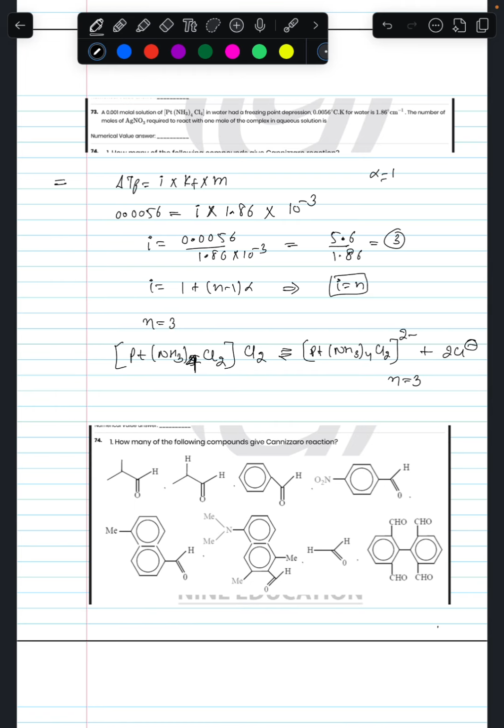So if this complex reacts with AgNO3, the outer part is the ionization sphere, and inside is the coordination sphere. The chlorines in the ionization sphere will react. So there are 2 chlorines, so we obtain 2 moles of AgCl. So the answer will be 2.